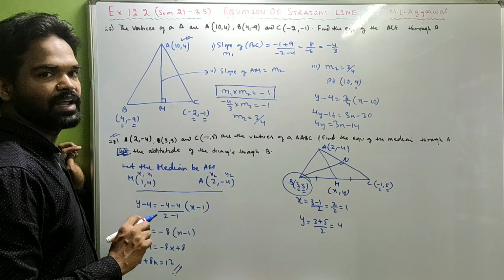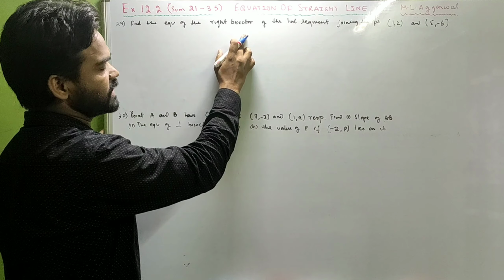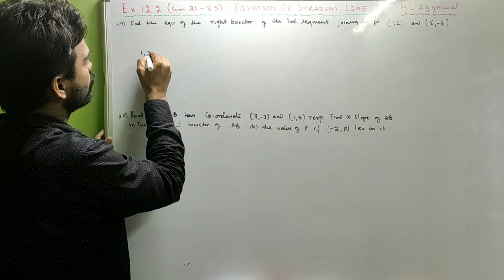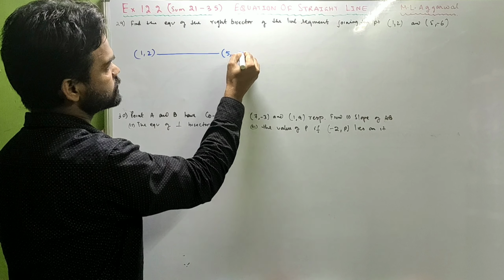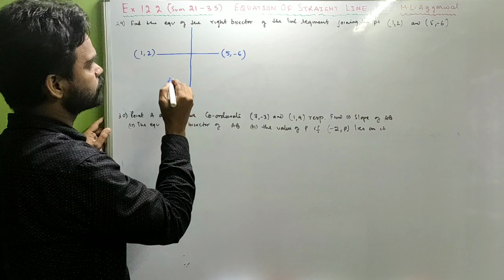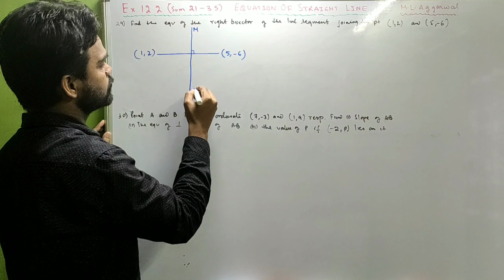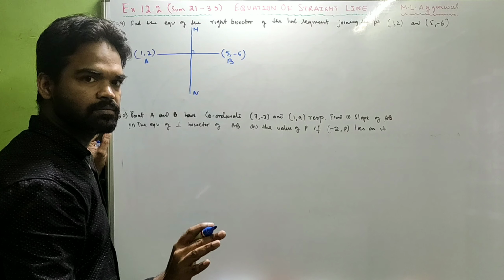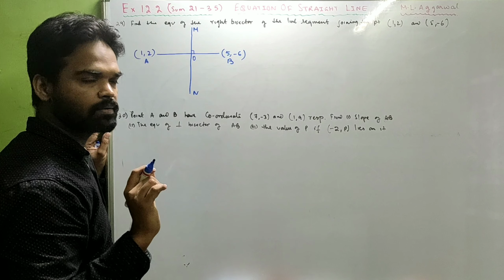Now let us look at the next sum. Now look at sum number 29. Find the equation of the right bisector of the line segment joining (1, 2) and (5, minus 6). Which means there is a right bisector, isn't it? Right bisector means perpendicular, as well as it bisects the line segment AB into 2 equal halves. Suppose this is O. Am I clear?